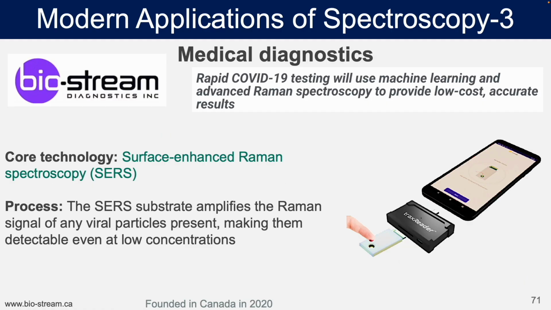Another example, detecting viruses. Surface Enhanced Raman Spectroscopy, or SERS, uses special substrates to massively amplify Raman signals, even from trace amounts of viral particles. That means we can detect pathogens at extremely low concentrations, and that's critical for early diagnosis and for controlling outbreaks. Here, spectroscopy is not just an analytical method, it's a tool to protect global health.